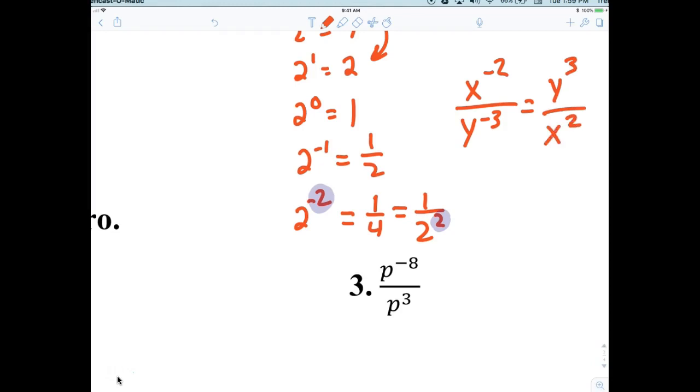Listen to me. That is all there is to negative exponents. If it's negative, you must move it. If it's in the numerator, you put it in the denominator. If it's in the denominator, you move it to the numerator.